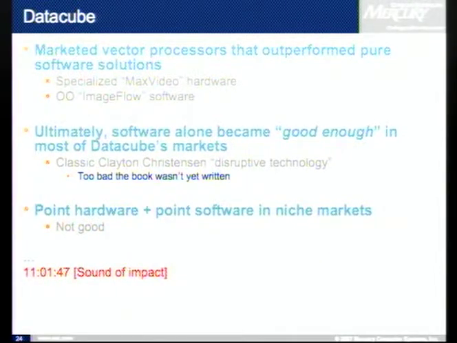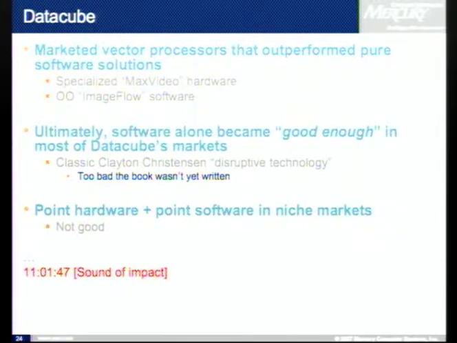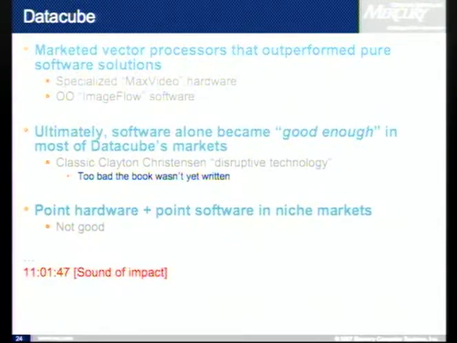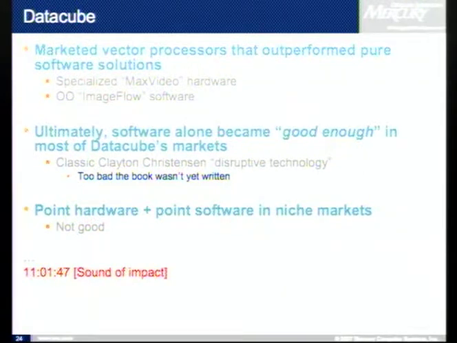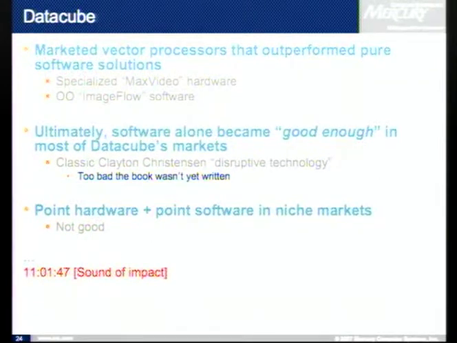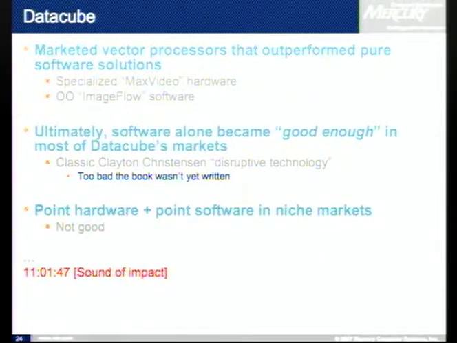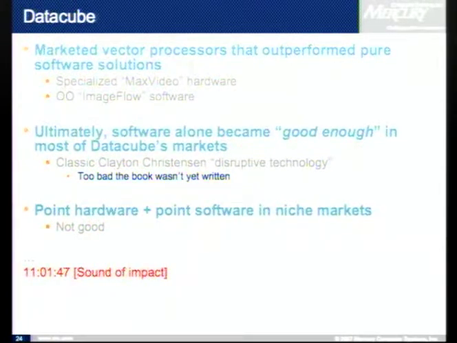Datacube was making the specialized MaxVideo hardware, which was excellent. It had the specialized object-oriented image flow software, which too is excellent. This is the classic Christensen disruptive technology in the sense that the PC, the Intel x86 processors of the day were getting good enough for almost every application and every market that Datacube was in. Datacube had point hardware and point software in niche markets. That's not a good thing. And like the phrase often given at the end of an airplane flight gone bad, essentially the company augured into the ground right around 2001.